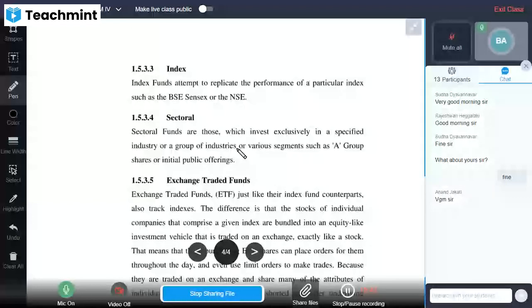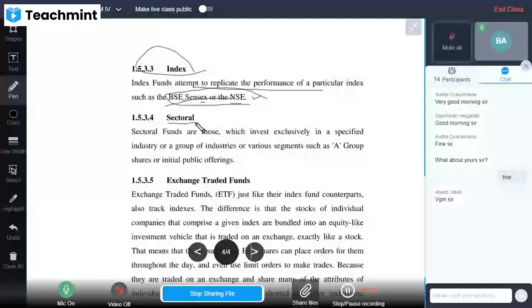Again, index fund is nothing but an attempt to replicate the performance of a particular index such as BSE Sensex or NSE Nifty. So these kinds of funds attempt to match the performance of a particular index in these stock exchanges. And again, sectoral fund is there.